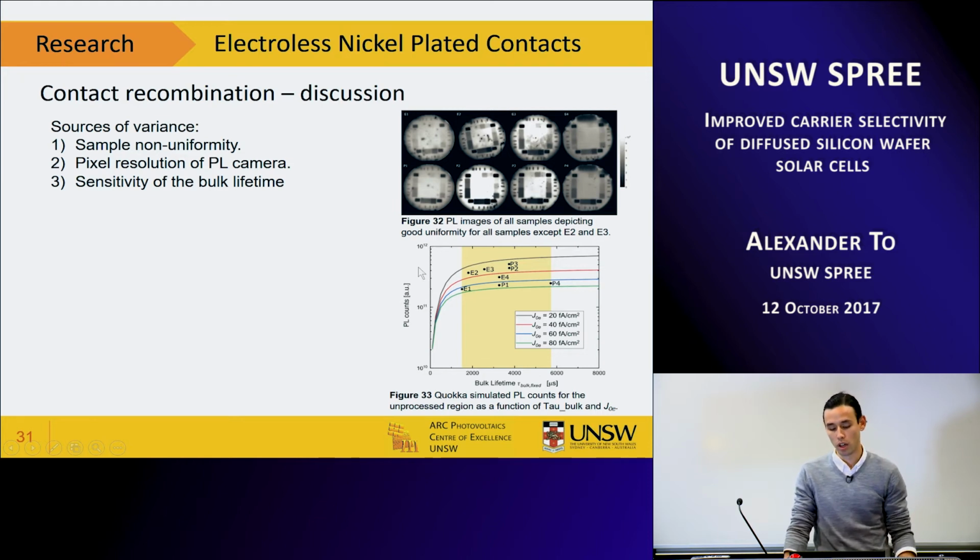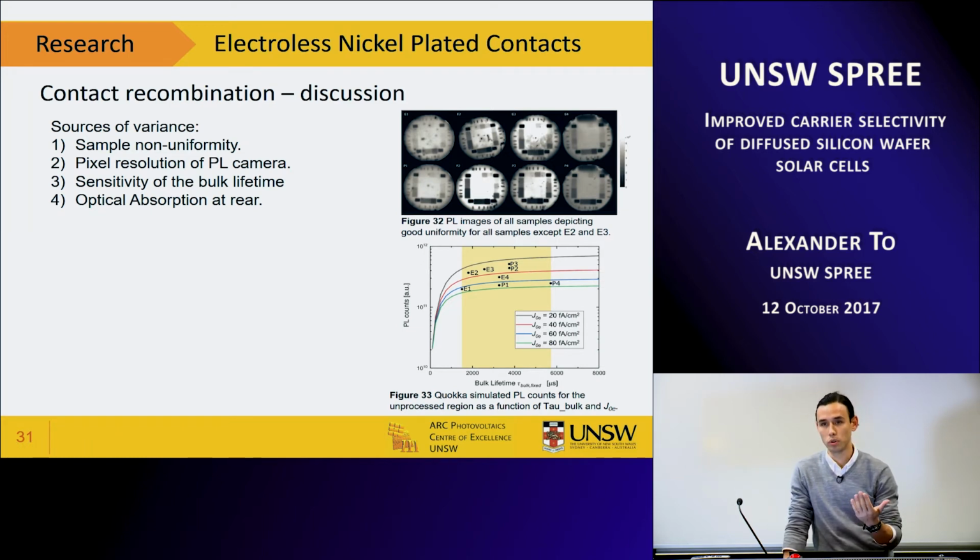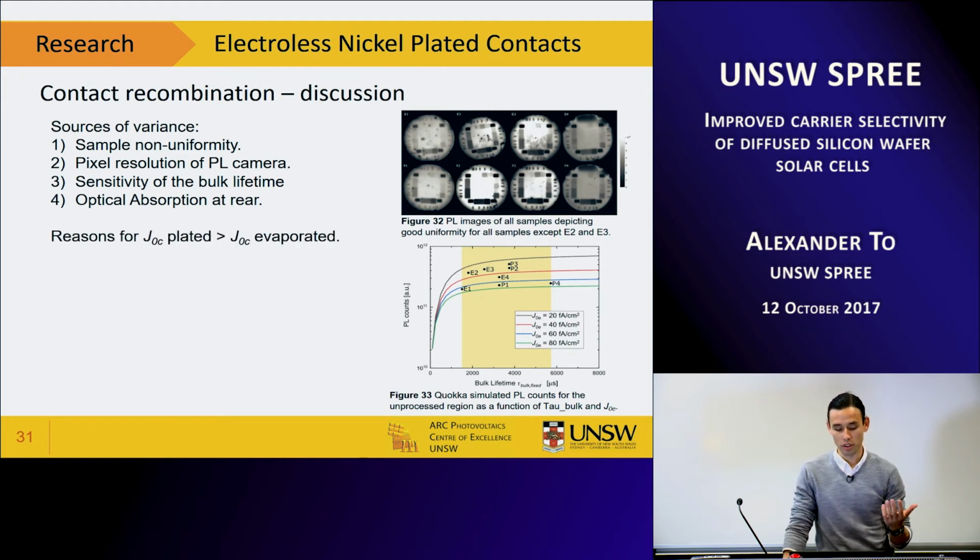There's also optical absorption at the rear, so there is some absorption in the metal. We use short pass filtering to try and reduce the amount of signal which gets reflected off the back, but nonetheless this will affect your signal and therefore the amount of PL counts that you're simulating. So that'll essentially make your sample look more recombinative than it actually is. Some of these reasons can account for some of these differences, but most of it is just systematic error in this method.